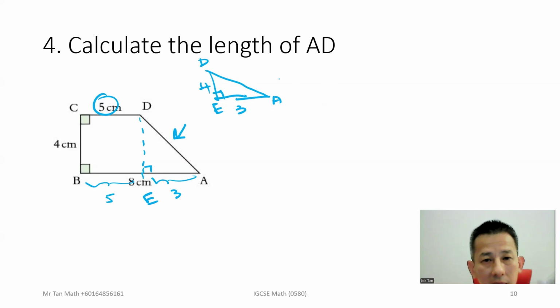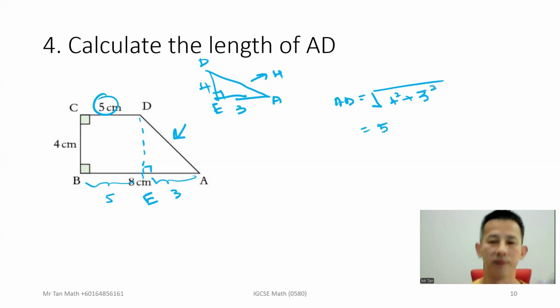So now you can calculate AD. AD is the hypotenuse, therefore you plus. So AD should equal the square root of 4 squared plus 3 squared. You should get 5.